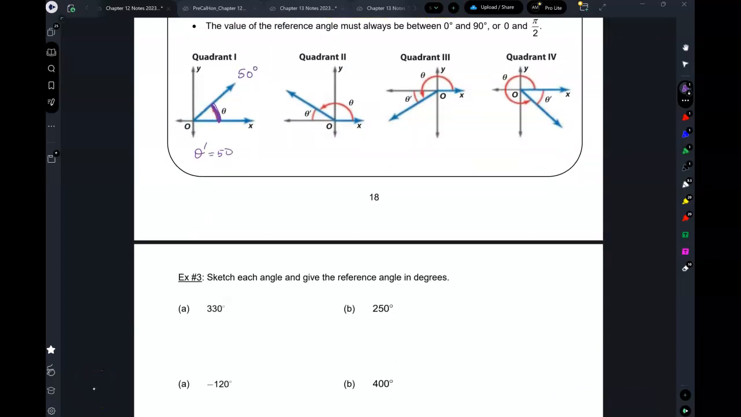Okay, so let's take a look at this angle. Suppose the angle here is 140 degrees. Now, the reference angle is between the terminal side and the nearest x-axis right there. So let's figure out how much the reference angle is. This is 140, and it's 180 to the x-axis, so how much is that balance? 180 minus 140, which is 40 degrees. So theta prime is 40 degrees.